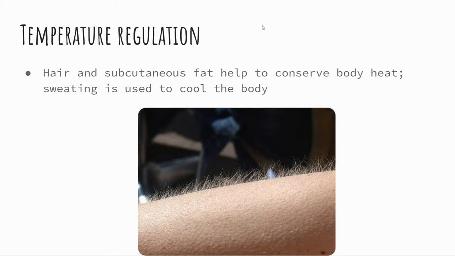The big thing with mammals that allowed them to survive the mass extinction of the dinosaurs is temperature regulation. Hair and subcutaneous fat help to conserve body heat. Sweating is used to cool the body. With mammals being endotherms, we have ways of combating really hot or really cold temperatures.